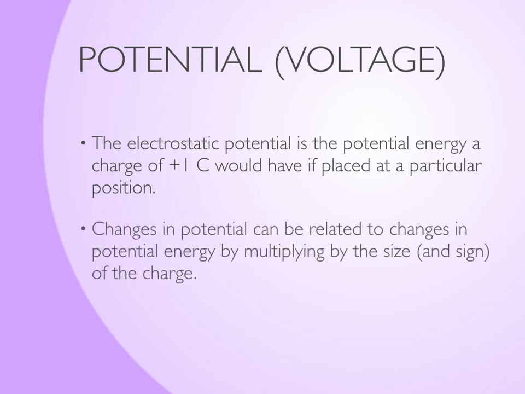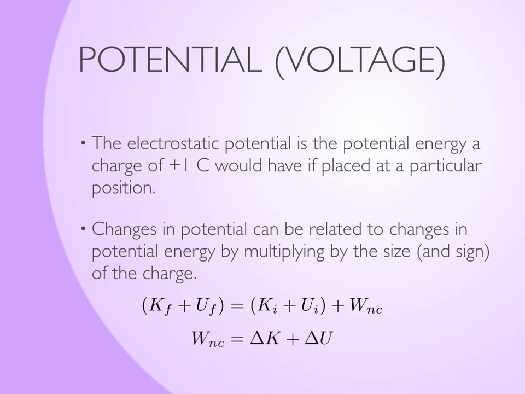Changes in potential may be related to the changes in potential energy simply by multiplying the size and the sign of the charge. So the potential energy is exactly the same as you'd play with in conservation of energy equations, that the final total energy is equal to the initial total energy plus the work of non-conservative forces. Or another way of saying it frequently is that the work of non-conservative forces is the change in kinetic plus the change in potential. But in this case, the change in potential energy is Q times that delta V.